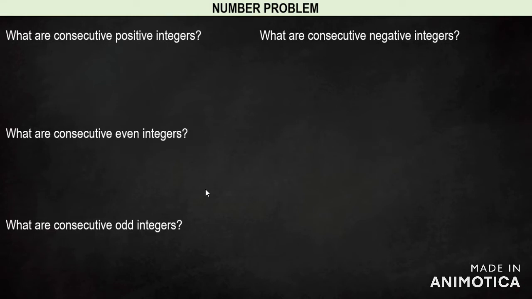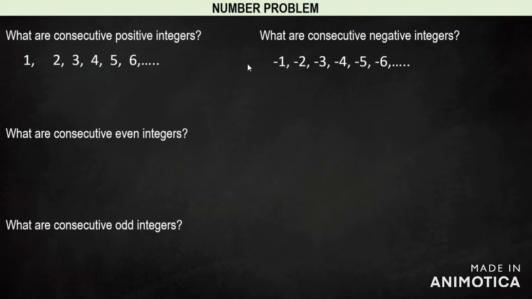In solving number problems, please be mindful of the following questions and the answer to each. Say, what are the consecutive positive integers? These are 1, 2, 3, 4, 5, 6. And notice that the difference from one number to another is 1. How about what are the consecutive negative integers? So we have negative 1, negative 2, negative 3, negative 4, negative 5, negative 6, and so on. Notice that the difference between one number to another is also 1.